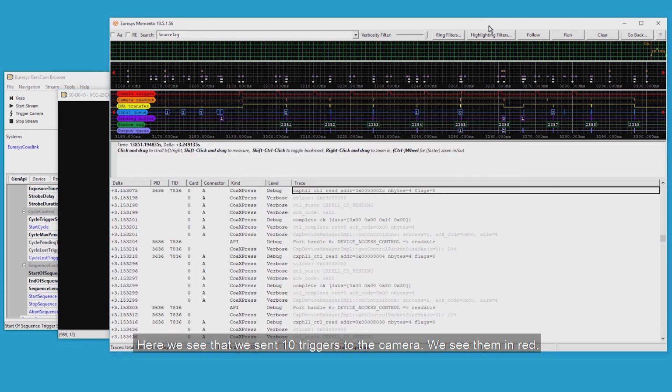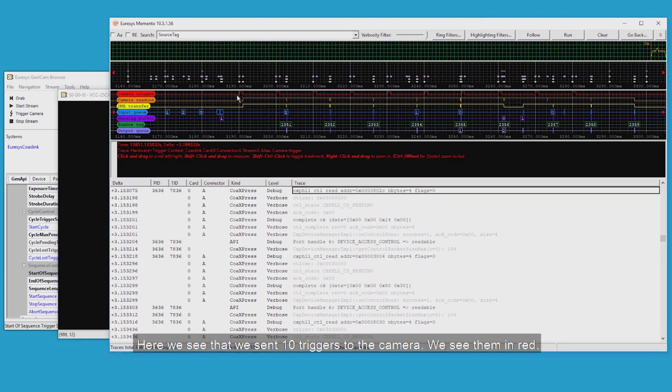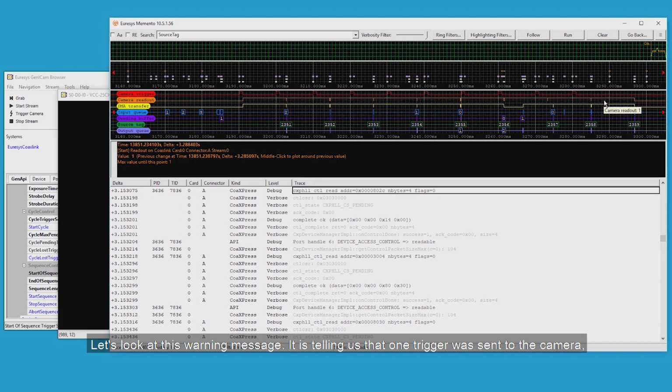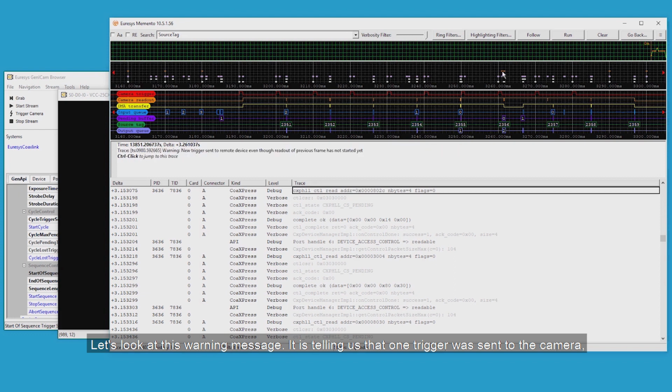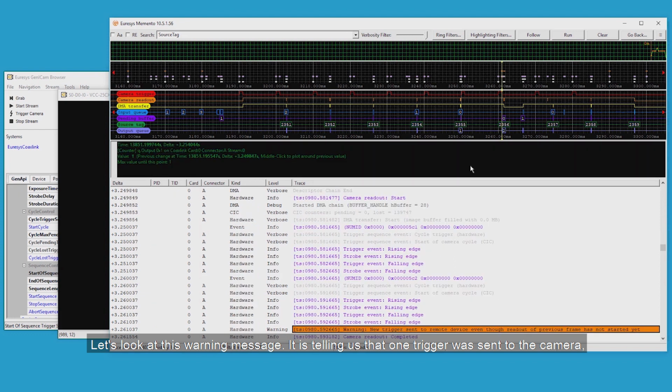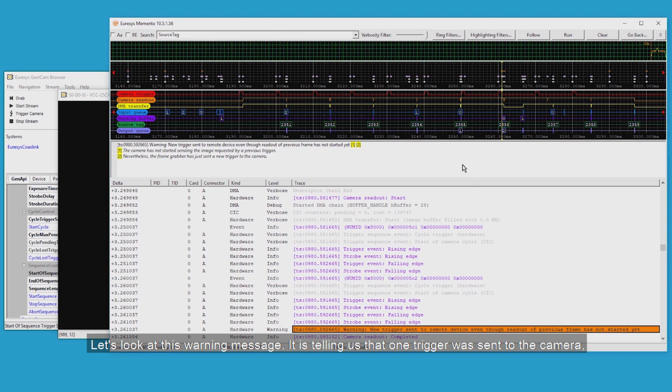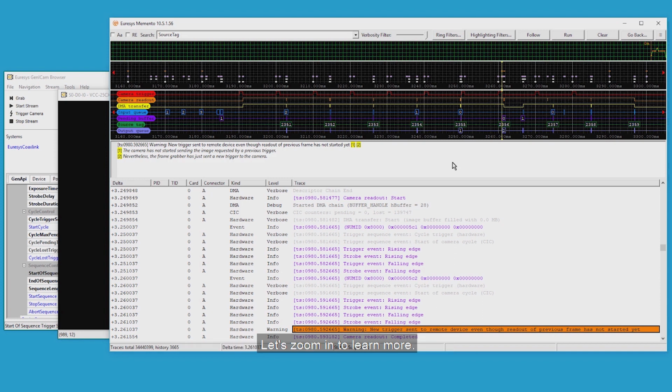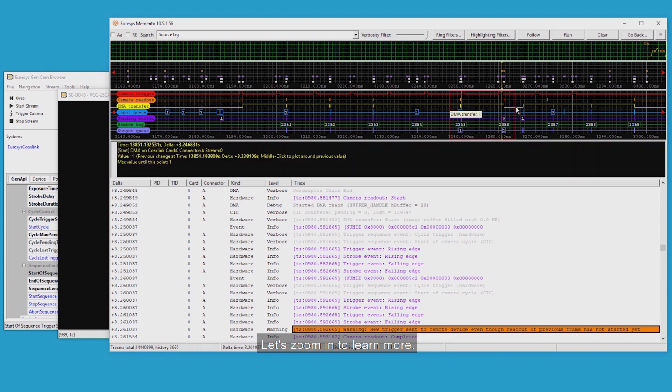So here we see that we send 10 triggers to the camera. We see them in red, but we only received 9 images from the camera. We see them in orange. Let's look at this warning message. Okay, it's telling us that one trigger was sent to the camera, but the readout for the previous trigger was not received. So this is an indication that the camera missed one trigger. Let's zoom in to learn more.